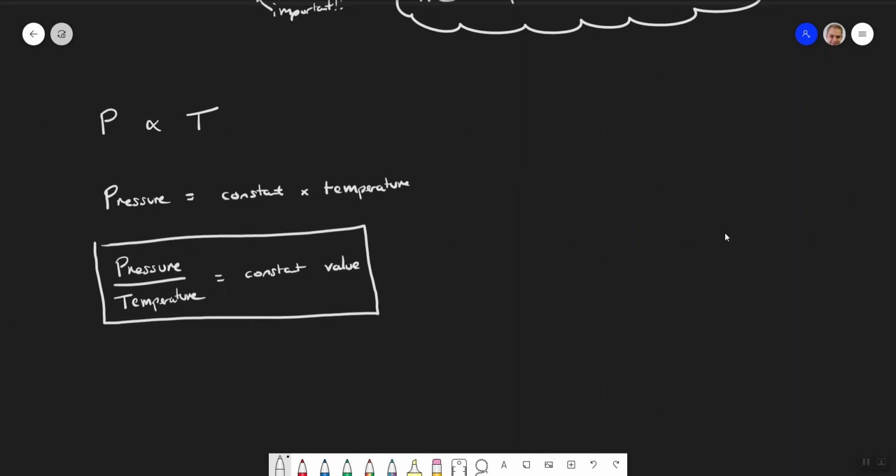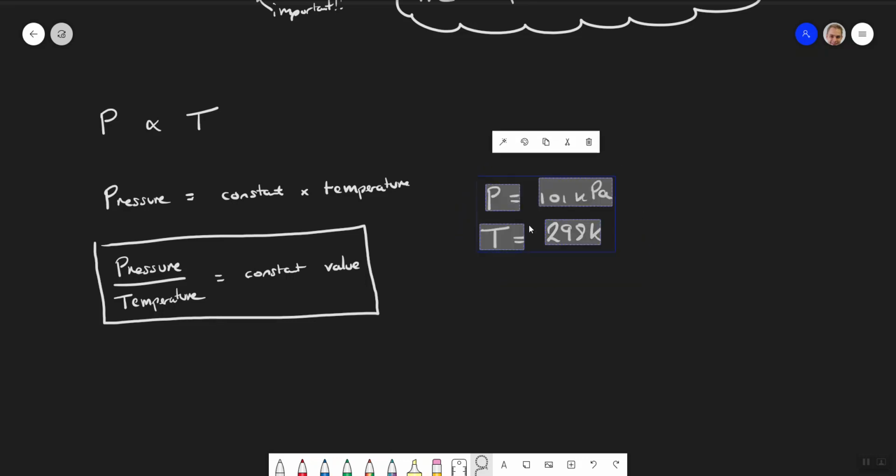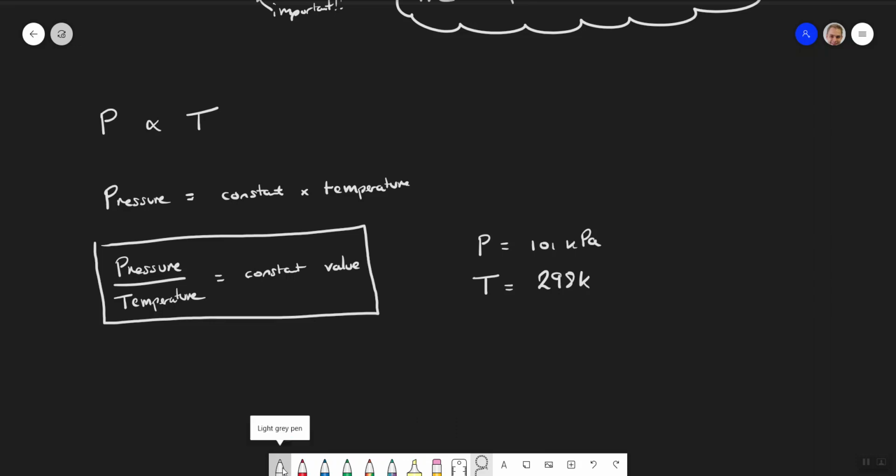So let's say we took a sample of gas at a temperature of 298 Kelvin, which is essentially 25 degrees Celsius, and a pressure of 101 kilopascals. What would this constant value be? Annoyingly, I should really have done it the other way, so let's move that up there and make that a bit nicer. So pressure over temperature is going to equal 101 kilopascals over 298.